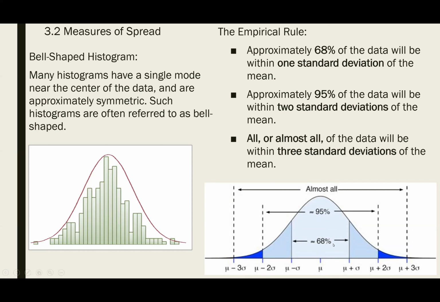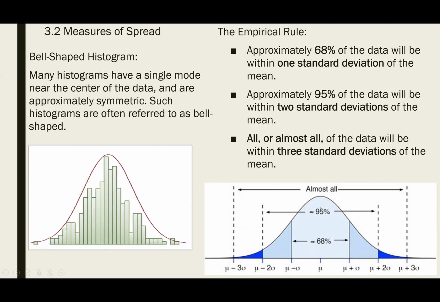Imagine if I have 100 people in my class and we took the test. 68% of them will be within one step away from the mean. Within one standard deviation away from the mean, 68 out of the 100 people will make the score in that group. And if we take two standard deviations, that will consider 95% of your data. If I have 100 people, 95 of them will be within two standard deviations from the mean, meaning you take two steps to the right and two steps to the left. That will consider 95% of your data.